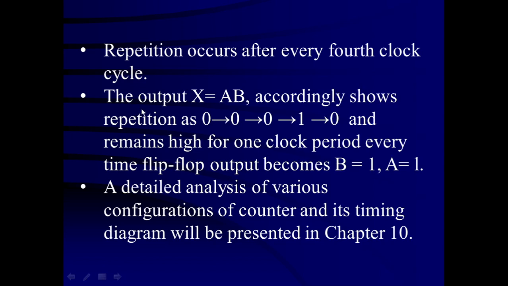The output X is equal to AB accordingly shows that repetition. As the initial state output X was 0, for the second clock pulse output remains 0, for the third clock pulse output remains 0, and at the fourth clock pulse output becomes high for one clock cycle, and again this cycle is going to be repeated starting with the initial state 0, 0, then 0, 1, and it remains high for one clock period every time the flip-flop output becomes B is equal to 1, A is equal to 1, then X becomes 1. A detailed analysis of the various configurations of the counter and its timing diagram will be presented in chapter 10.